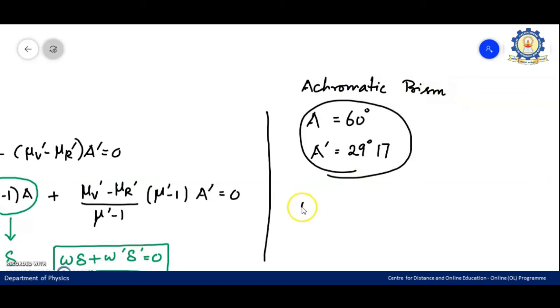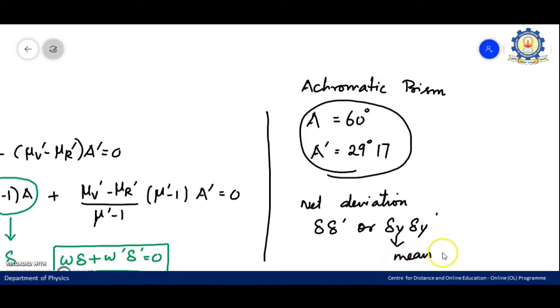Okay, so the net deviation can also be written as del minus del prime, or del y prime. So here y indicates the deviation of the mean ray. What is the color of the mean ray? Mean ray is nothing but the yellow color. So this is deviation without dispersion.